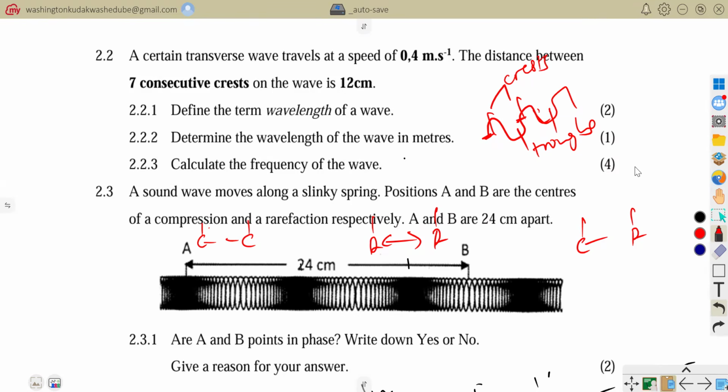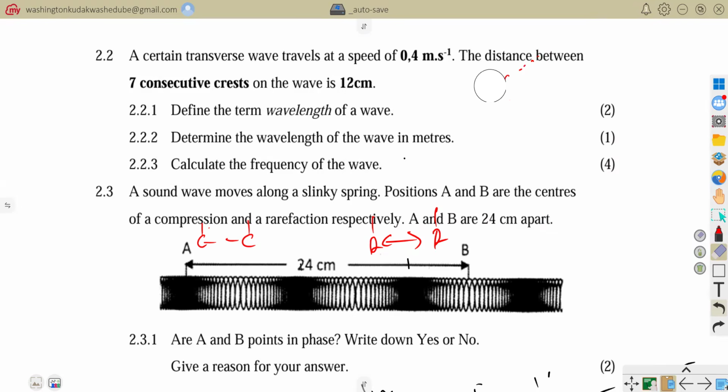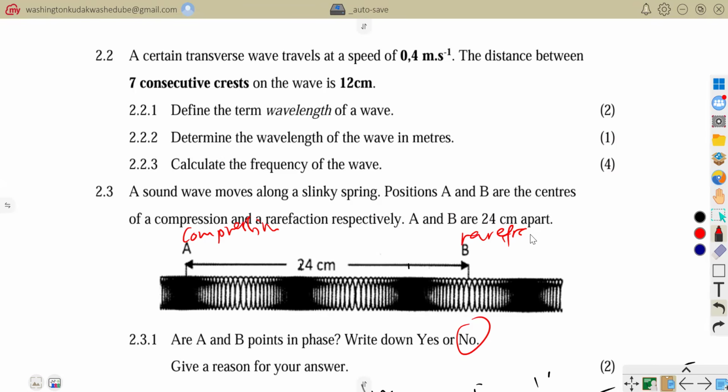So you can see that by the given information, we have got a rarefaction as well as a compression. So you would actually come here and say, no, these two points are not in phase. Why? Because A is the center of a compression and B is the center of the rarefaction. Only a compression and a compression can be in phase, or else a rarefaction and a rarefaction.